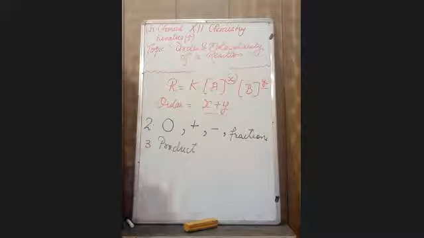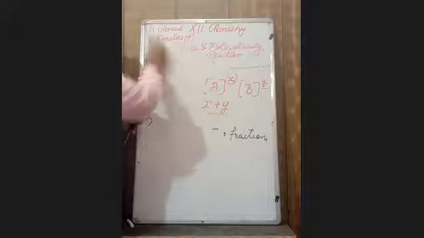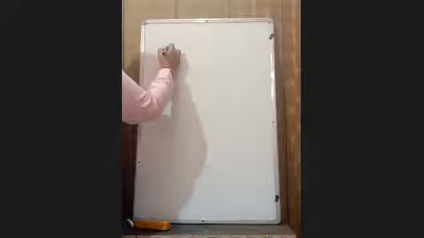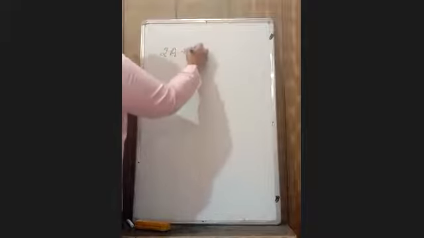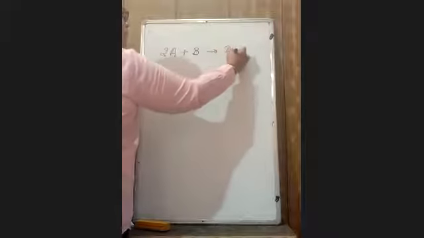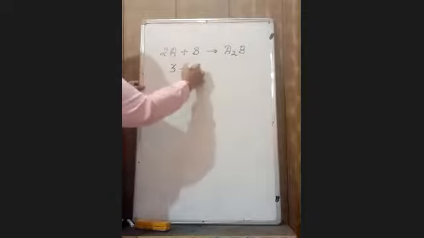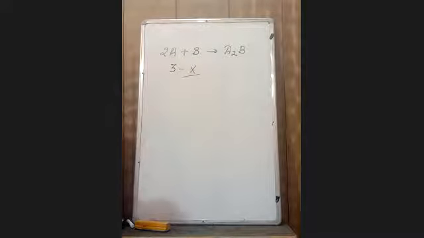Fine. Now, if I ask, this is given to us: 2A plus B gives us A2B, and I ask you to write the order of the reaction, you cannot write it because no clue is given to us. If you only see the stoichiometric coefficients and write the order as 3, that is wrong. Order cannot be predicted by only seeing the chemical equation.